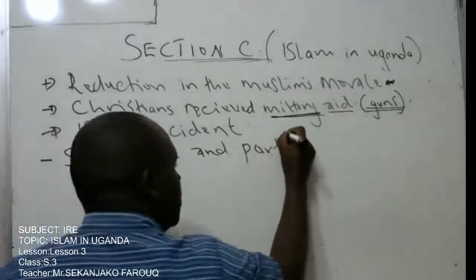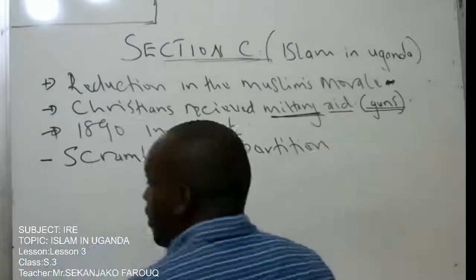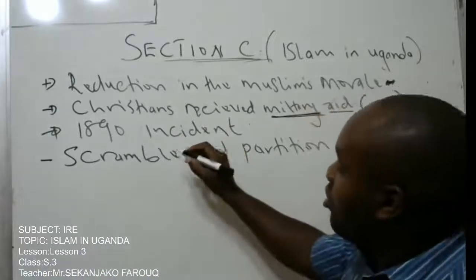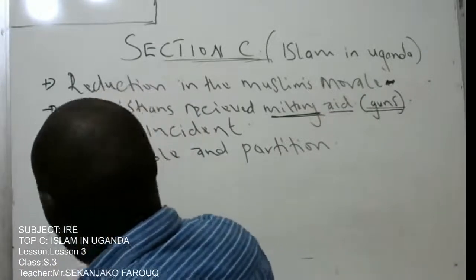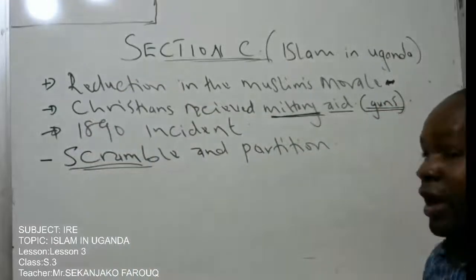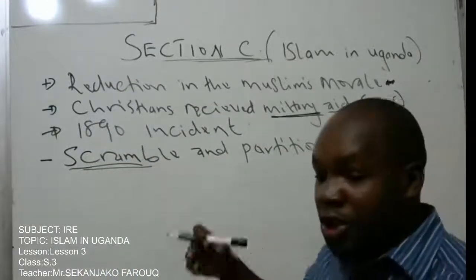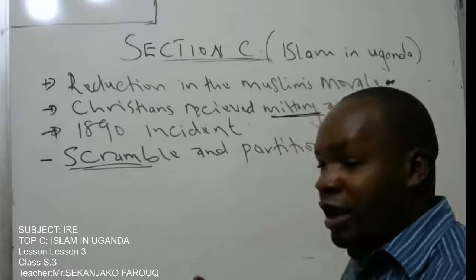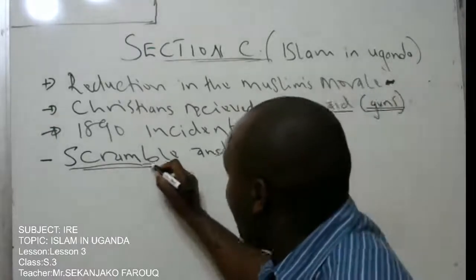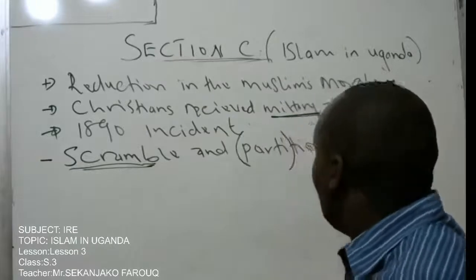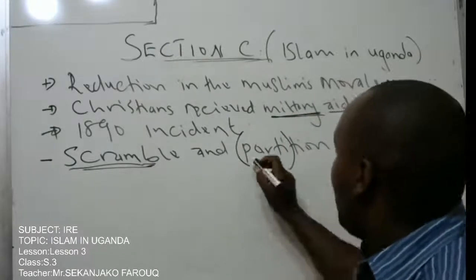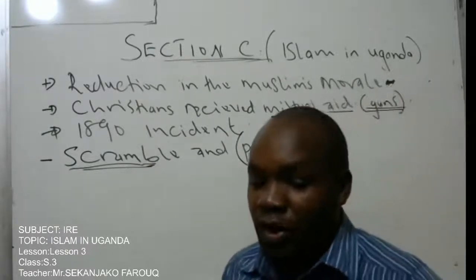Scramble and partition. This was a time when the Europeans were running. We already note the word scramble. They were running, coming to rush and fight and get and gather more. So they were scrambling. They were running to take up and divide Africa into different parts. Partition means dividing Africa into different parts.